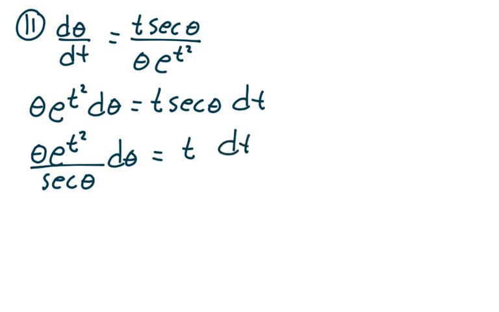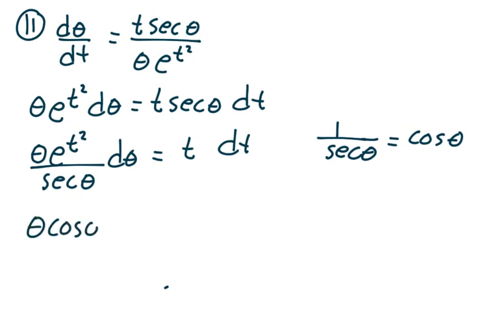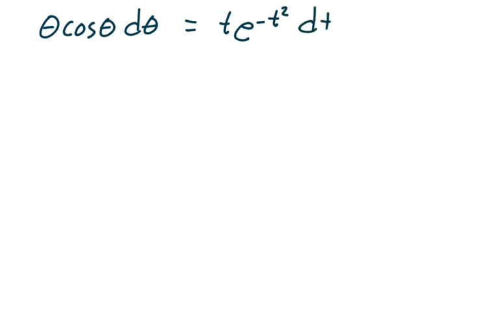And now I'm going to divide both sides by e to the t squared. And also don't forget 1 over secant theta is equal to cosine theta, right? And so theta cosine theta d theta is equal to t divided by e to the t squared dt. And so theta cosine theta d theta is t e to the negative t squared dt. And we want to integrate both sides.